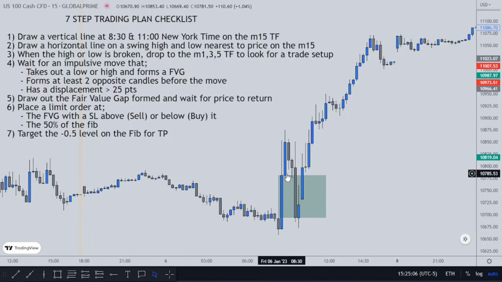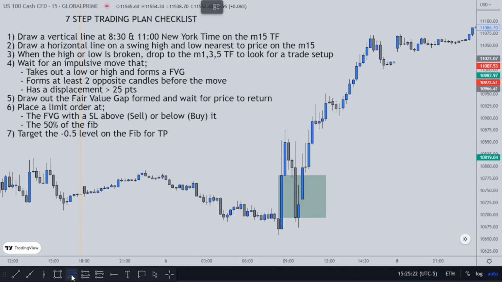So we're supposed to normally place our entry here, and our stop loss is going to be below here. That is below the low of candle 1, and the opposite is going to be for a sell setup. Or we are going to place our limit order at the 50% of the fib.